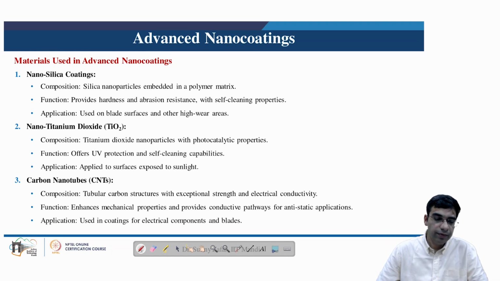The various types of materials which are used in advanced nano coatings include nano silica coatings, nano titanium dioxide and carbon nanotubes. The nano silica or silica nanoparticles coating includes particles embedded in a polymer matrix, which provide hardness and abrasion resistance with self-cleaning properties. These are applied on the blades of the wind turbine and other high wear areas.